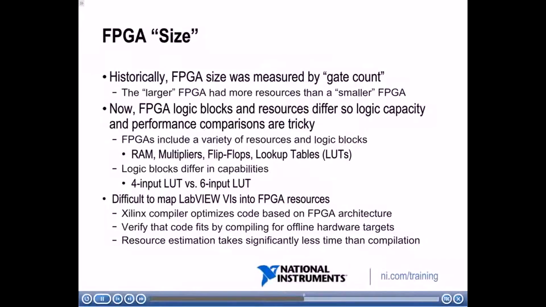One thing you can do is verify that your FPGA code fits by compiling for offline hardware targets. For example, if you don't have your FPGA hardware quite yet, in LabVIEW FPGA you can simulate that hardware and then try to compile your FPGA VI to see if it's going to fit. Another thing you can do, instead of waiting for something to compile, is a resource estimation, and we'll talk about that in a later lesson.